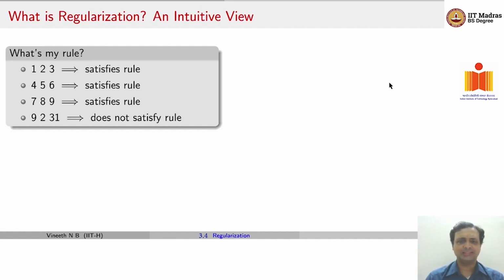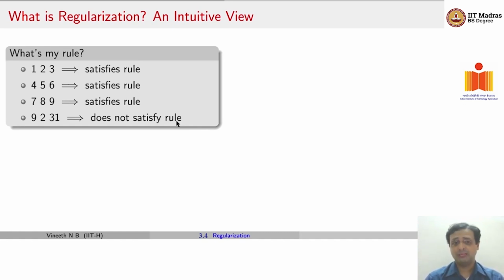Let's take a very simple example. Let's take these sets of values 1, 2, 3. We say that it satisfies some rule. 4, 5, 6, it satisfies the same rule. 7, 8, 9 also satisfies the same rule. 9, 2, 31 does not satisfy the rule. The question for you now is, what is the rule?